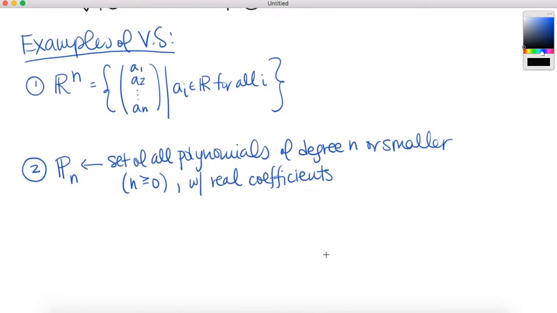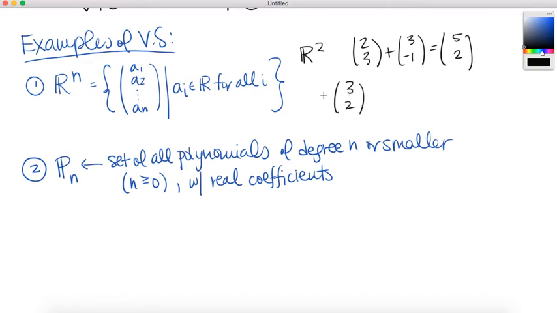All right, let's talk about a few examples. The biggest example of a vector space is one that we've actually been working with, which is Rn, right? So for instance, if we're in R2, you can take two vectors and add them together to get another vector in R2. You can take a vector and scale it by a real number, and you get another vector back in R2.